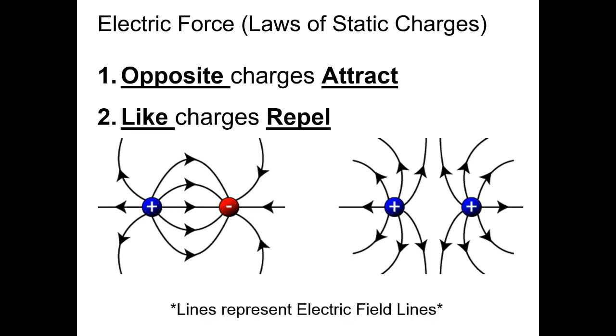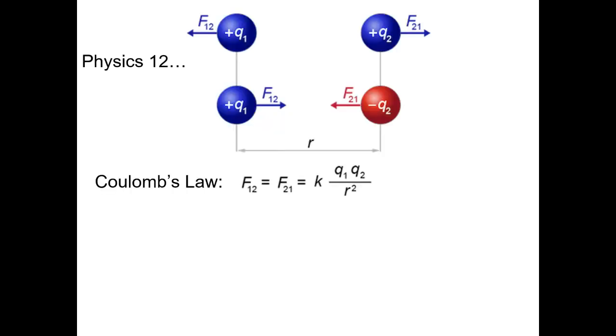So on your screen, what you're looking at is the electric field lines. You go into more detail on this in Physics 12. But the whole idea that like charges repel is why we have current electricity, or moving electrons in a circuit.